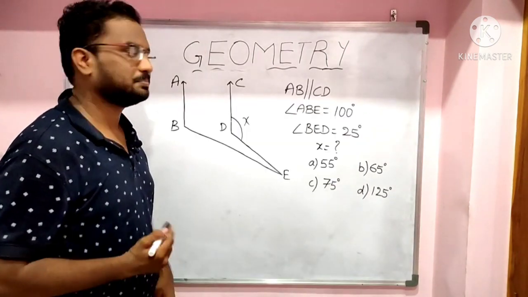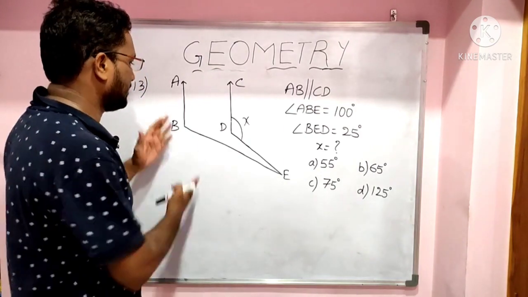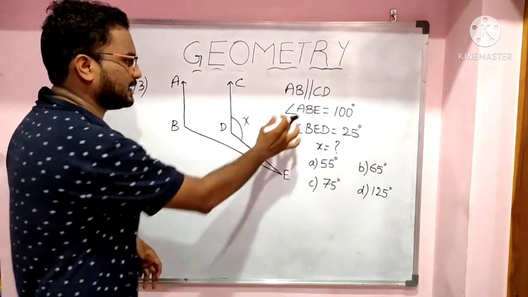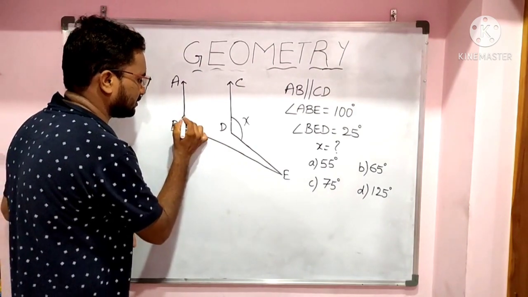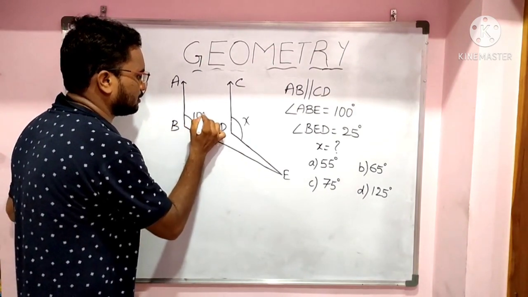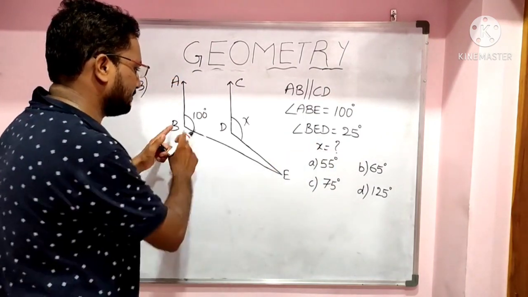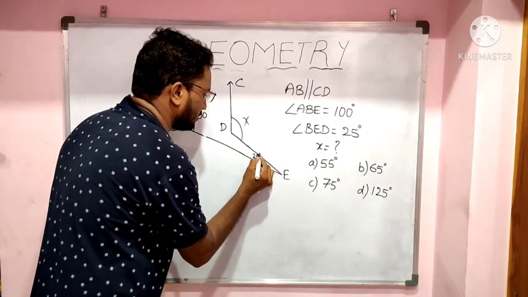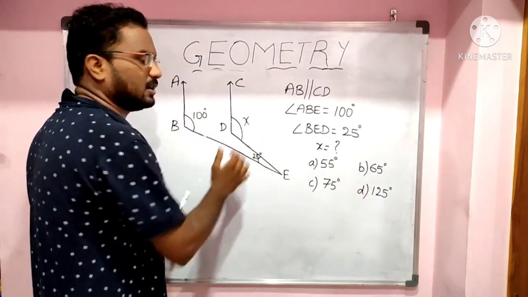So next problem is given a figure, and AB is parallel to CD. Angle ABE is 100 degrees, and angle BED is 25 degrees. Now we need to find angle X.